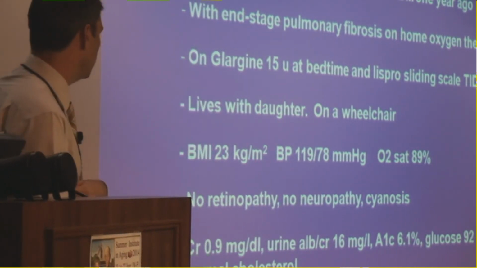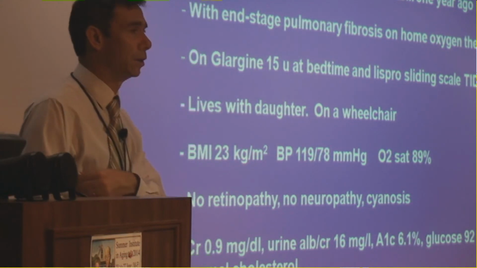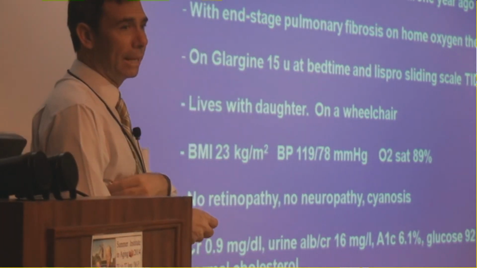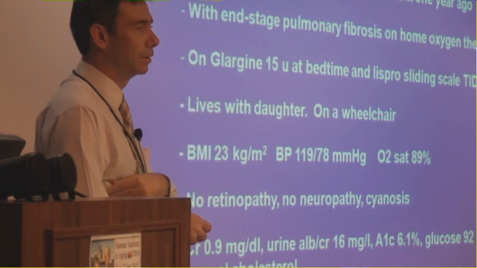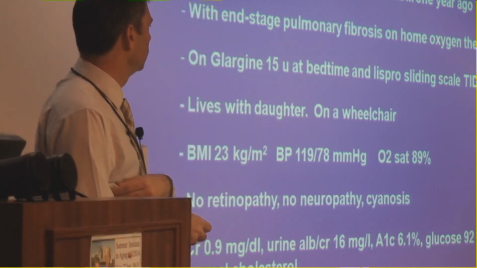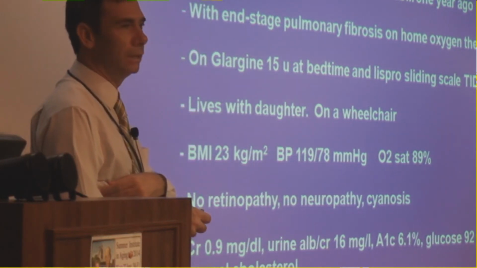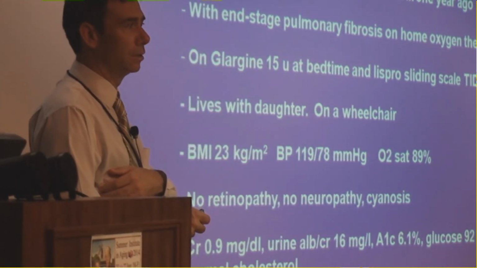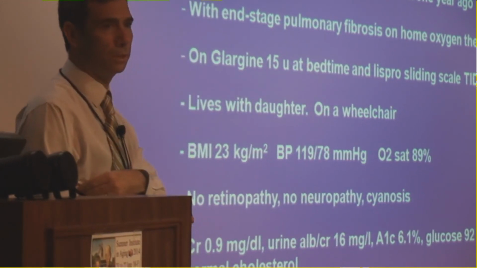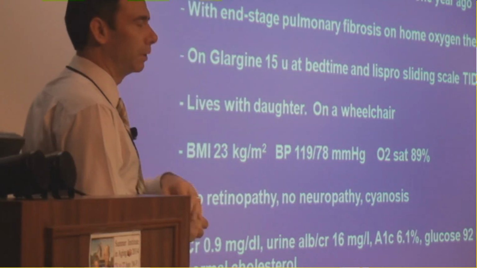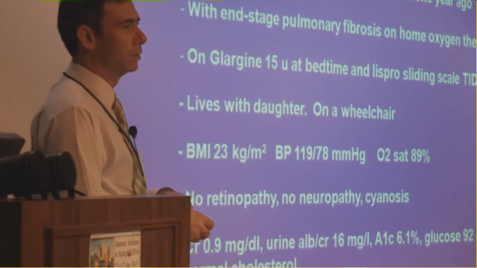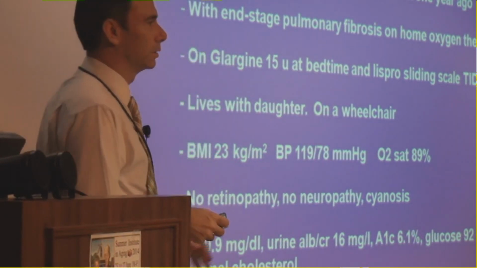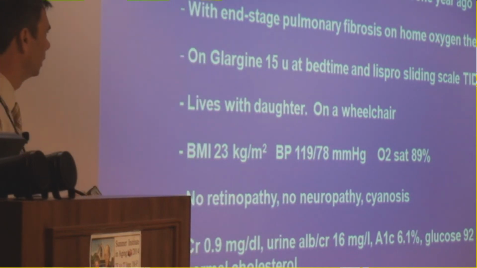Her daughter, who is very caring and very worried about her mom, gives her insulin routinely, and she checks her sugar 3 or 4 times a day to make sure that it's in normal range, and she manages her meals in a way that her sugar doesn't go up very high.